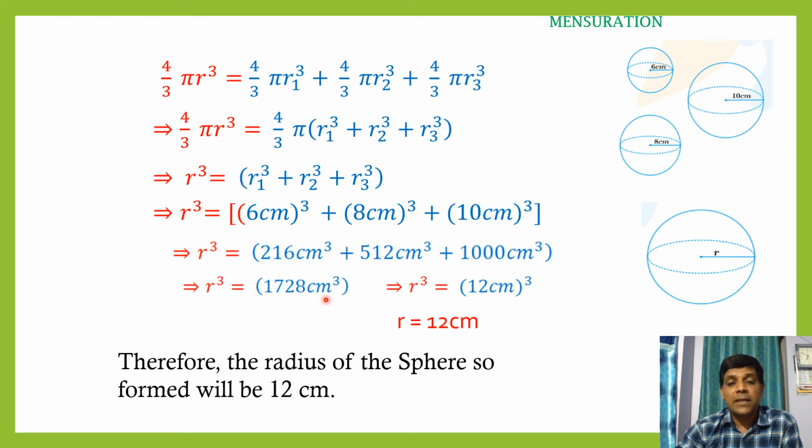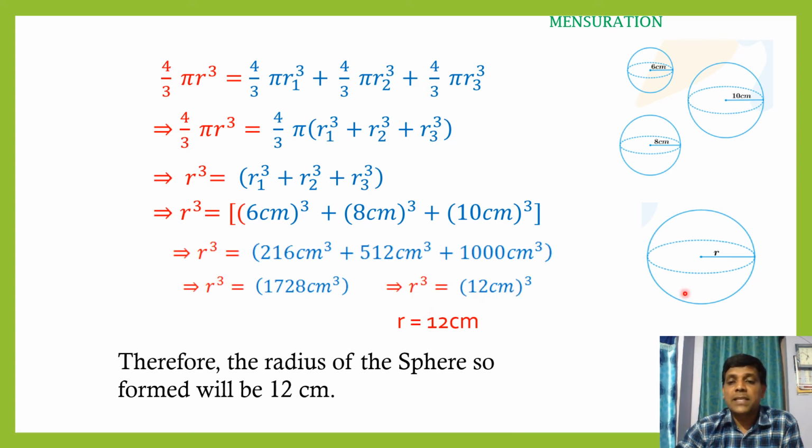1728 centimeter cube. R³ equals 1728, written in cubical form. R³ equals 12 centimeter whole cube, since 1728 is written as 12 into 12 into 12. Now R³ equals 12 centimeter whole cube. What is the value of R? Here radius R equals 12 centimeters.